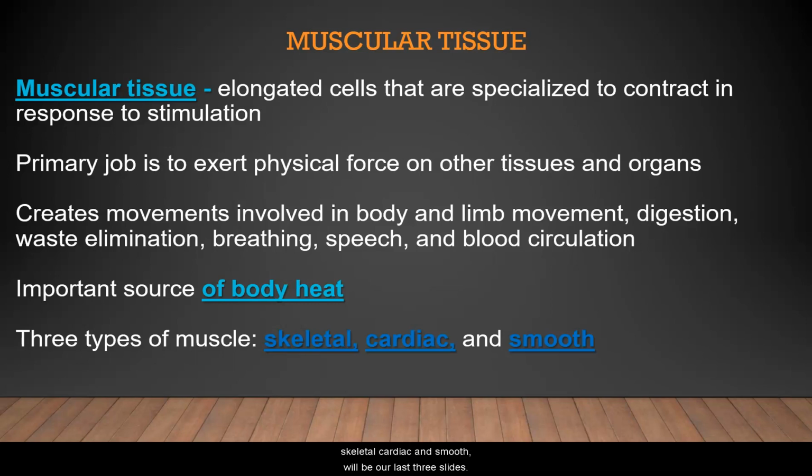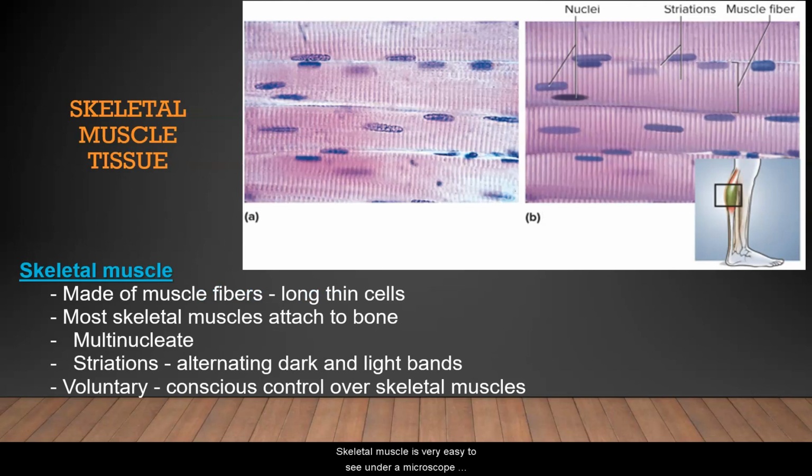Three types of muscle: skeletal, cardiac, and smooth will be our last three slides. Skeletal muscle is very easy to see under a microscope because it's made of these muscle fibers, which are very long, thin cells, and they are multinucleate, right? They are multinucleate, meaning they have many nuclei within the same cell. Okay, this is the muscle fiber, the entire muscle fiber here, and they are striated, right? You can see boom, boom, boom, boom, striations, alternating dark and light bands. Really interesting to see the striations.